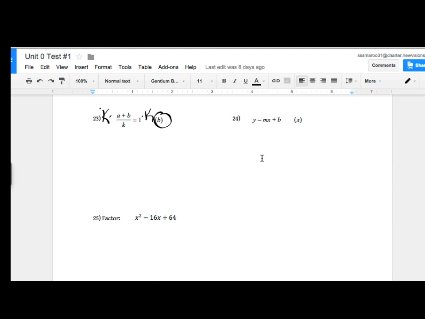No, it's okay. So I know that k cancels out. I'm left with a plus b is equal to 1k. Can I just write k by itself? Does it matter? Yes, you can. 1k or just k, they mean the same thing.